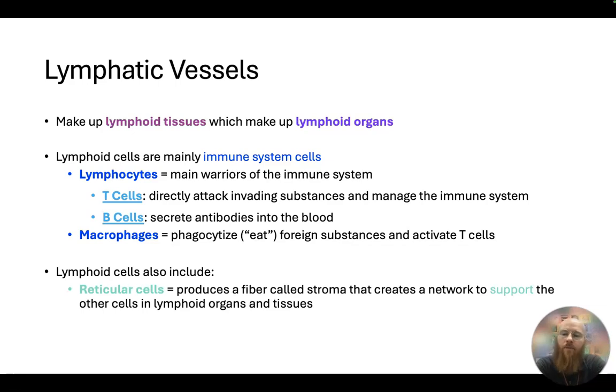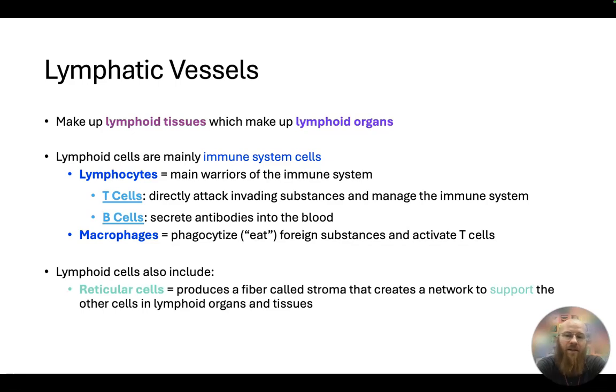So these make up the lymphoid tissues, which make up lymphoid organs. Okay, so these lymphatic vessels, we want to make sure that the lymphoid cells are addressed as well. So the lymphoid cells are mainly immune system cells. Okay, the lymphocytes are the main warriors. We call those the main warriors of the immune system. Those are the key players.